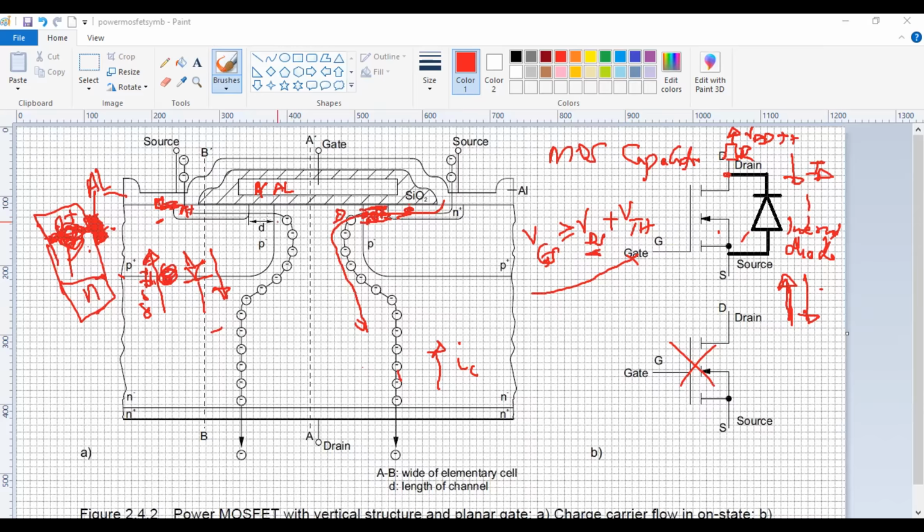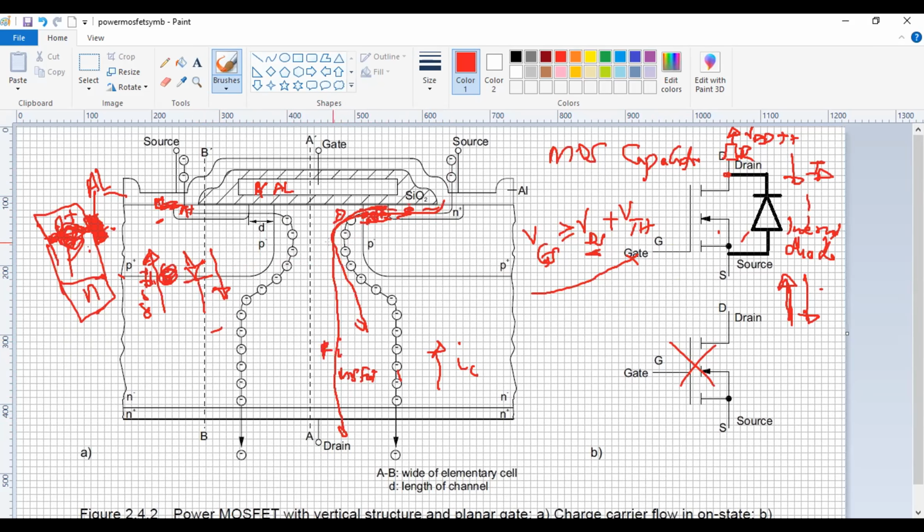So what is happening is, look at the direction of the current. If we look at the normal MOSFET, the electrons are flowing from the source and then coming down to the drain. So this is the main MOSFET current. I'll call this the positive direction, not current flow, sorry.